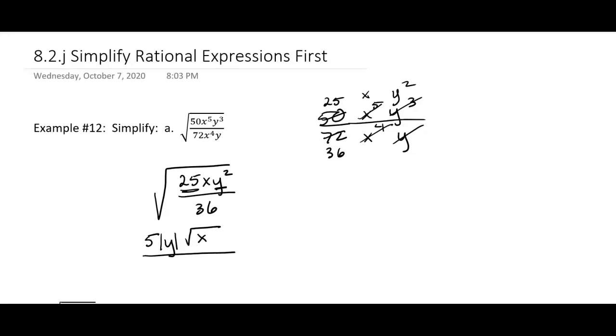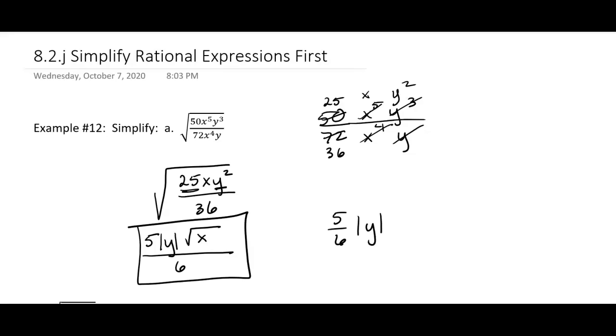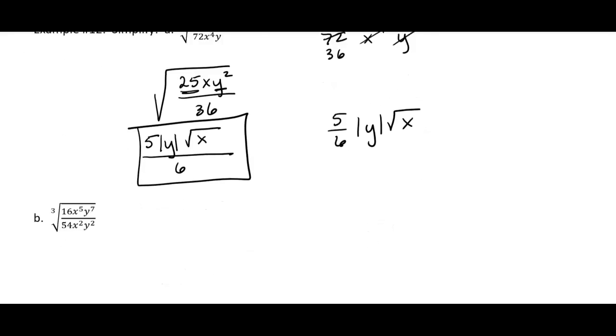Now, I wrote it this way. I already looked ahead. The denominator, I know the square root of 36 is 6. So I can write it that way. And that's how I would write it. You could write 5 over 6 times the radical, or the absolute value of y, radical x. I wouldn't do it that way. I would just have a numerator and a denominator.